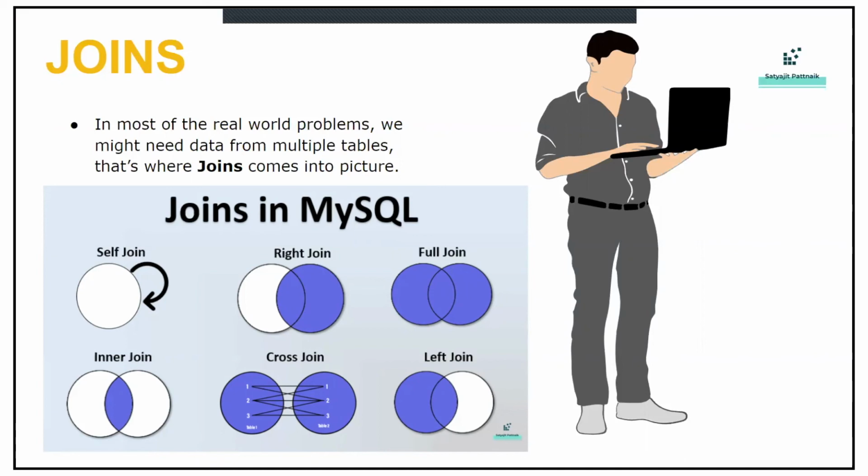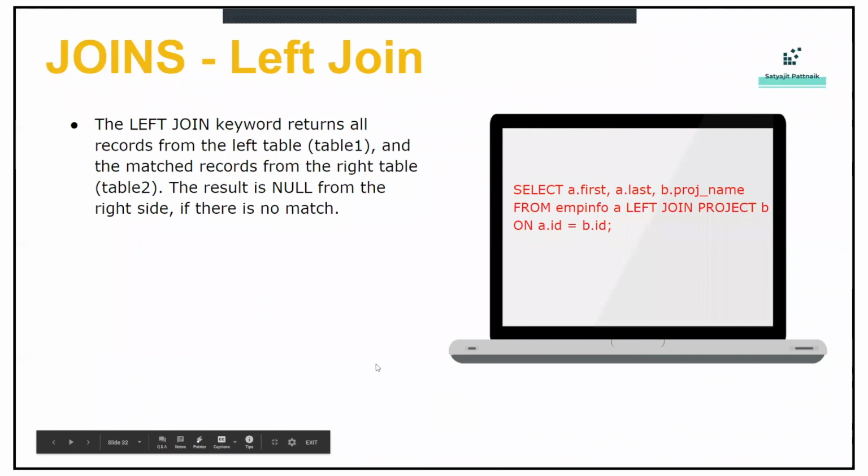In left join, the total count of your final output will be equivalent to the total count of your left table. Similarly, in right join, the total count of your output will be the total count of your right table. Okay, with extra columns obviously, but total count as in the total number of rows. Now this is how your left join works. The left join keyword returns all records from the left table, table 1, and the matched records from the right table, table 2. The result is null from the right side if there is no match.